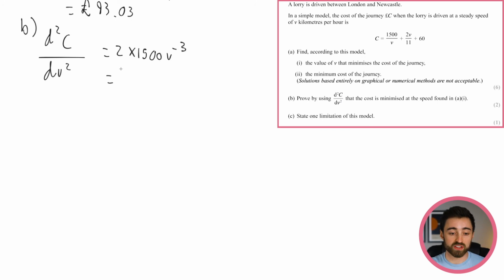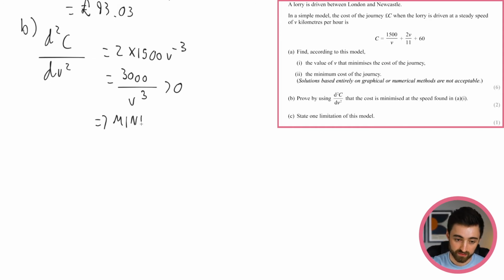Cool. So this is what? This is 3000 over v cubed. So it doesn't actually matter what v is in this case. This thing is always going to be positive, right? Because v is positive, so v cubed is positive. This is positive. So I don't even care what v is. This is going to be positive. So my stationary point, basically, if d2c by dv squared is greater than 0, it's a minimum. Semi-counterintuitive, but you need to remember that. If it's less than 0, it's a maximum.